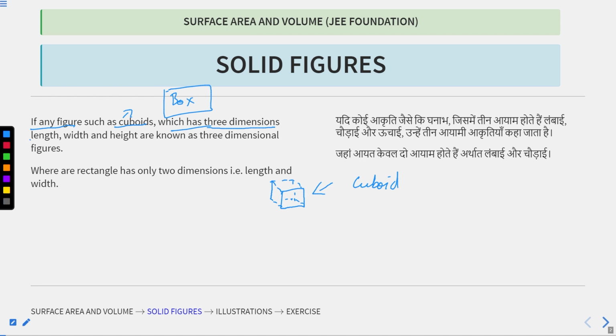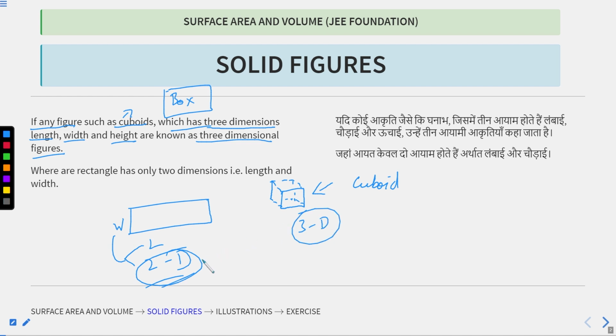A cuboid has three dimensions: length, width and height. These are known as three dimensional figures. Whereas if you recall the rectangle, in a rectangle we have length and width, only two dimensions. So you know the difference between 2D and 3D. In 2D there are only two dimensional values, and in 3D there are three. The additional value is height. We add height to get our 3D visualization. Okay, so let's move to next.